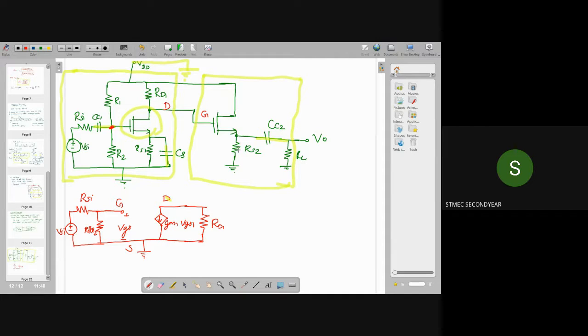And at the source terminal, you will have RS2 and RL, right? So here I am taking this drain is connected to gate. Here I can take the gate of the second transistor, and here I am taking VGS2. That is, at this point I am taking the source.